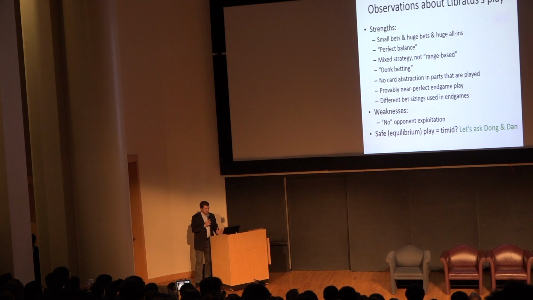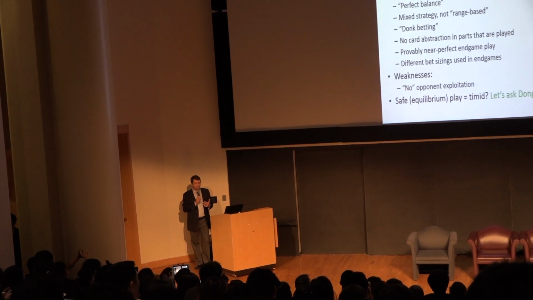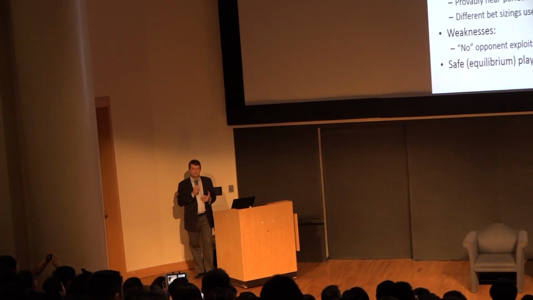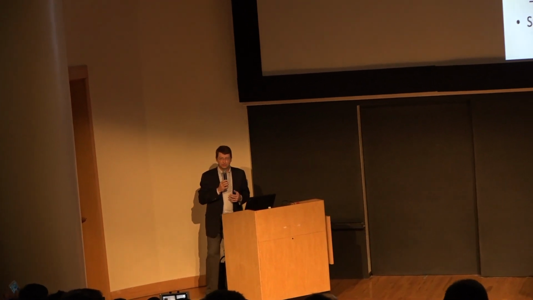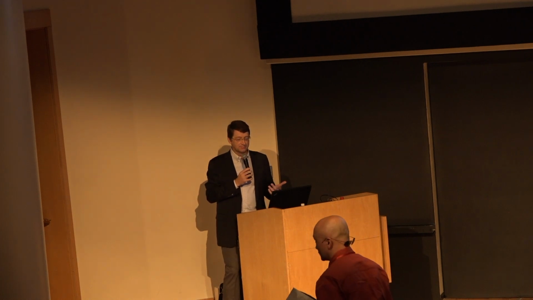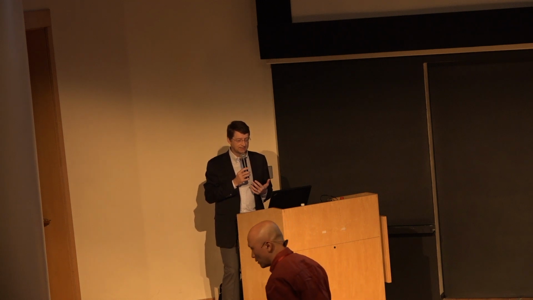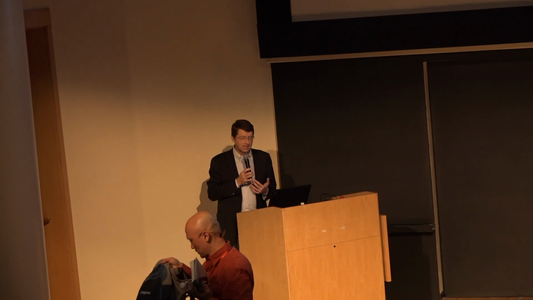Strengths, well, it makes tiny bets, huge all-ins. These are moves that humans don't make. It has what the pros call perfect balance. In reality, it's not exactly perfect because it's an approximate Nash equilibrium. It does mixed strategy-based thinking, not just range-based. It does donk betting, which is considered a bad move in all poker books. So it's actually uncovering new kinds of poker strategy. And as we said, no card abstraction in parts that are played, probably near perfect endgame play, and different bet sizing used in different endgames.